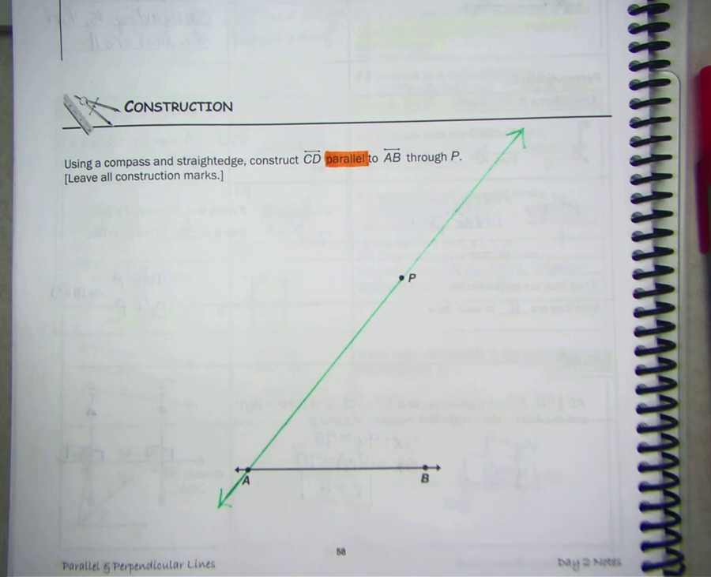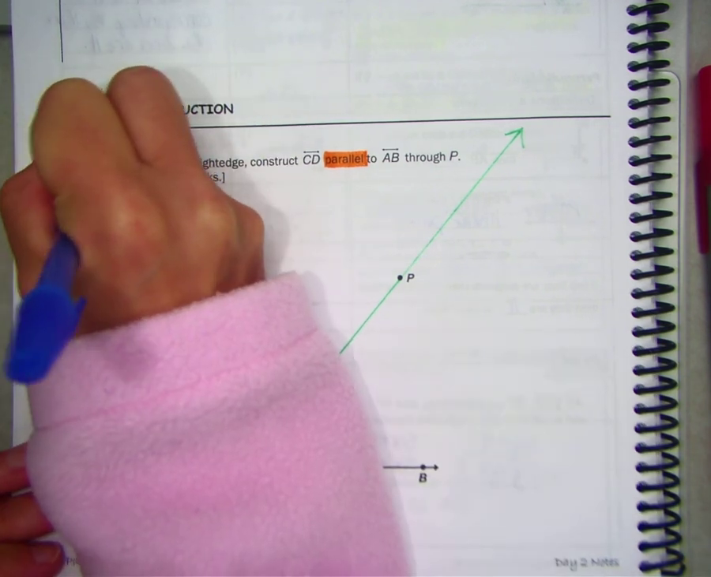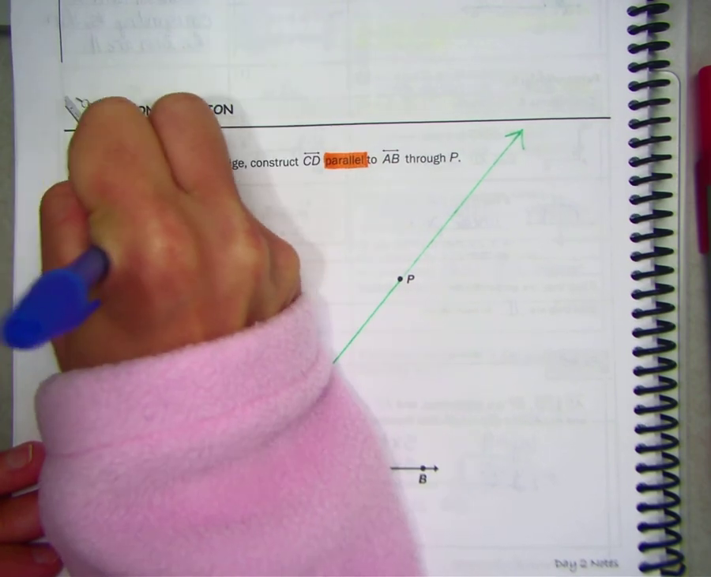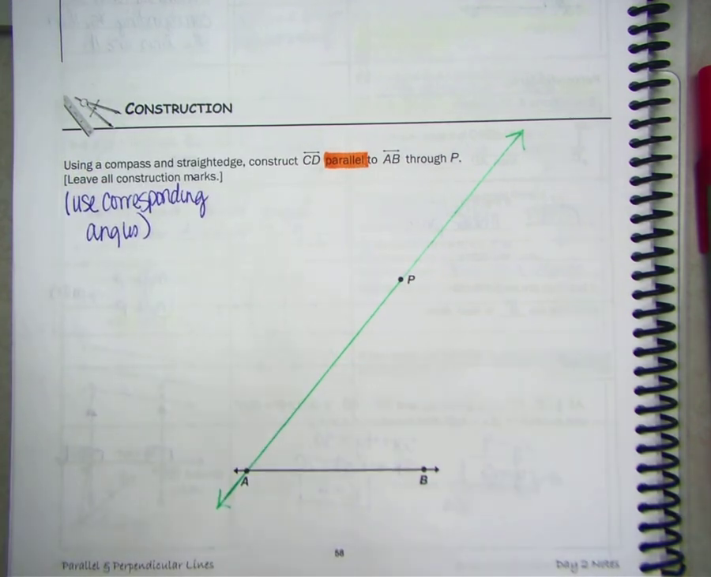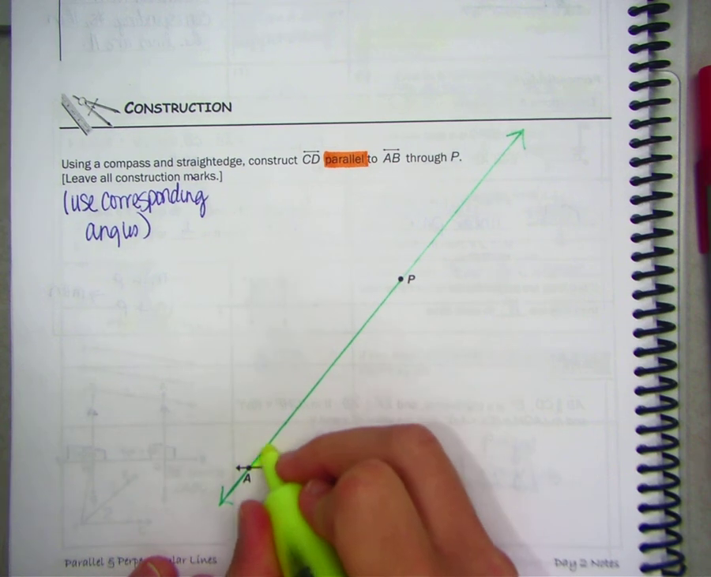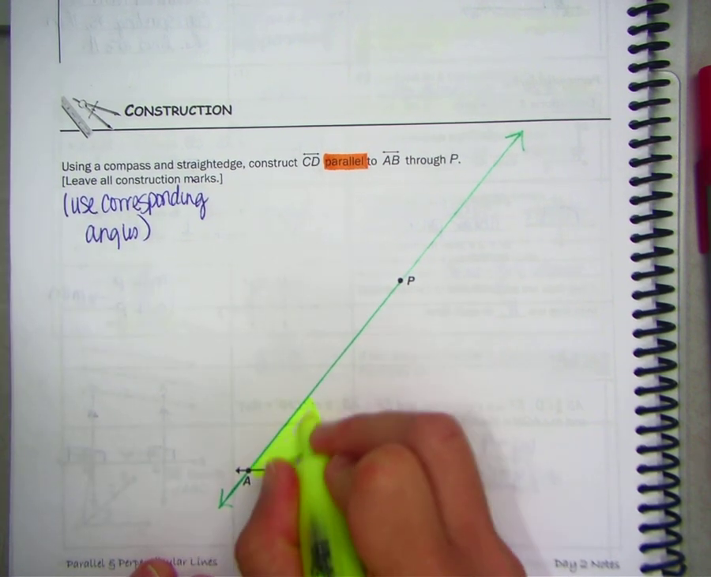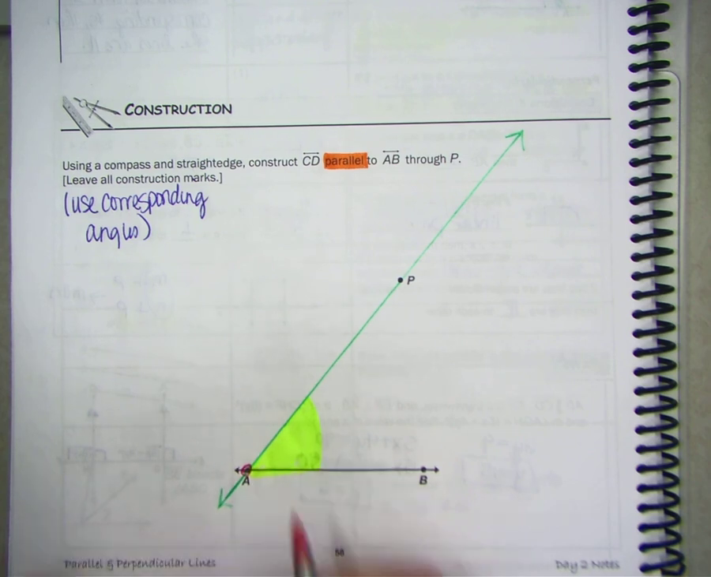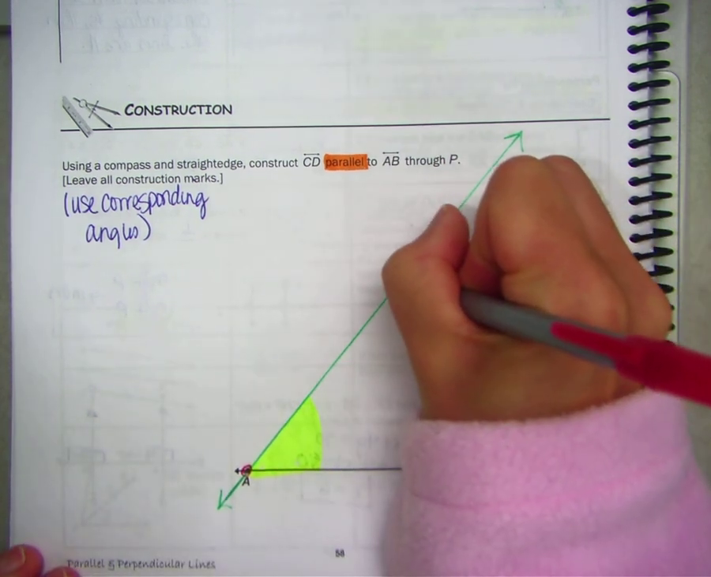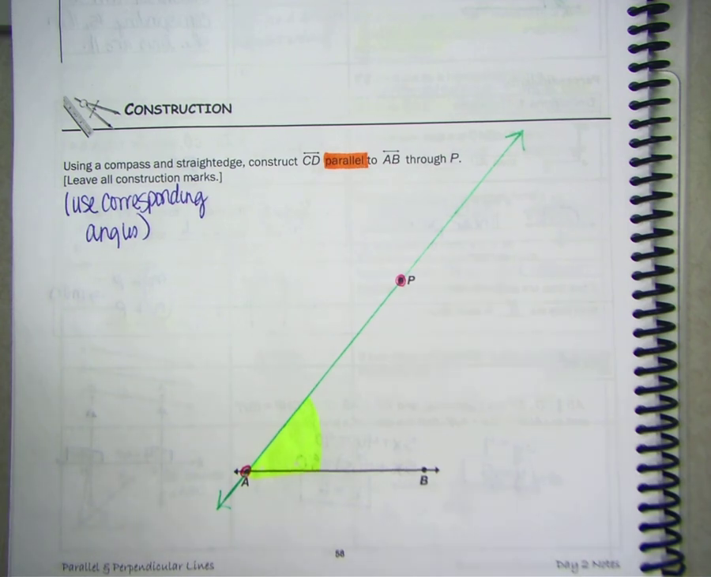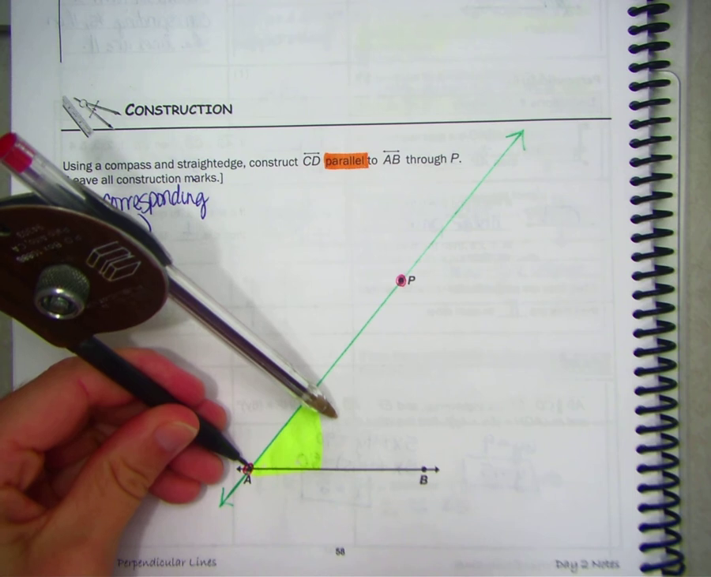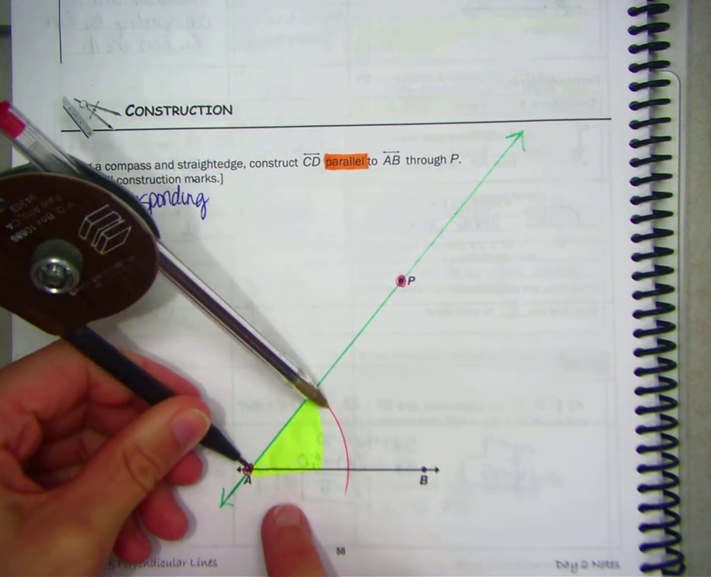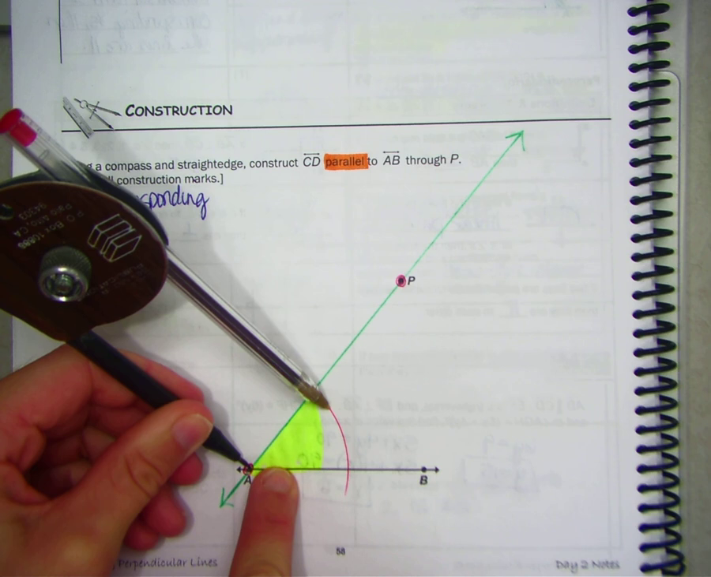Okay, now what we're going to do is we use the corresponding angles. So what that means is I'm going to copy this angle right here, which has vertex A, okay, the vertex of this angle is right here in red. I'm going to copy this angle up at point P. So to copy an angle from unit 1, we take our compass, we put it on the vertex of the angle we want to copy, and we draw an arc. The arc has to intersect both rays of the given angle. So this is one ray, which is the transversal, and then the line, which is the other ray.